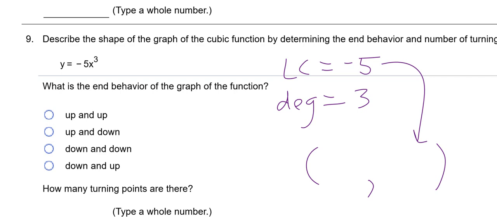Okay, you got your leading coefficient of -5. What does that tell you about the right-hand behavior? Down. Okay, odd degree. It is opposite.